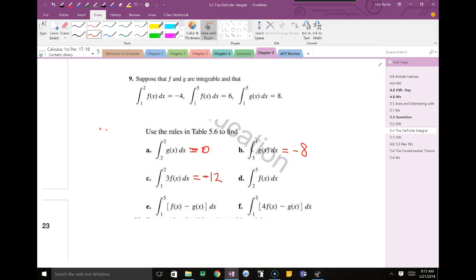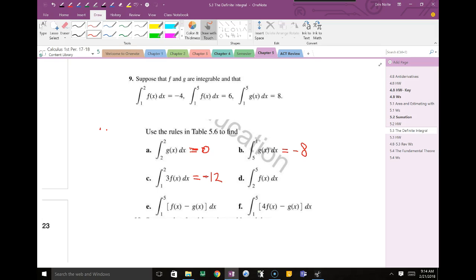Okay, so how could we figure this out? We have 2 areas for f of x. The area from 1 to 2 is -4, and the entire area from 1 to 5 is 6. So what would the area from 2 to 5 be?